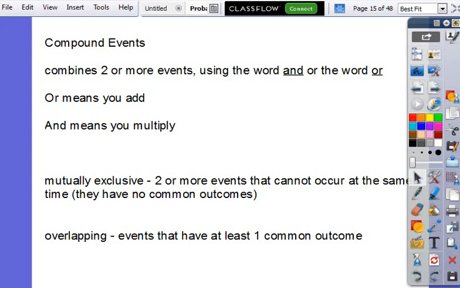Mutually exclusive. Two or more events that cannot occur at the same time. They have no common outcomes. All right, and when we start looking at the problems, you'll see what it means when it says cannot happen at the same time. Overlapping, on the other hand, they can happen at the same time, and we've got to do that one a little bit different.